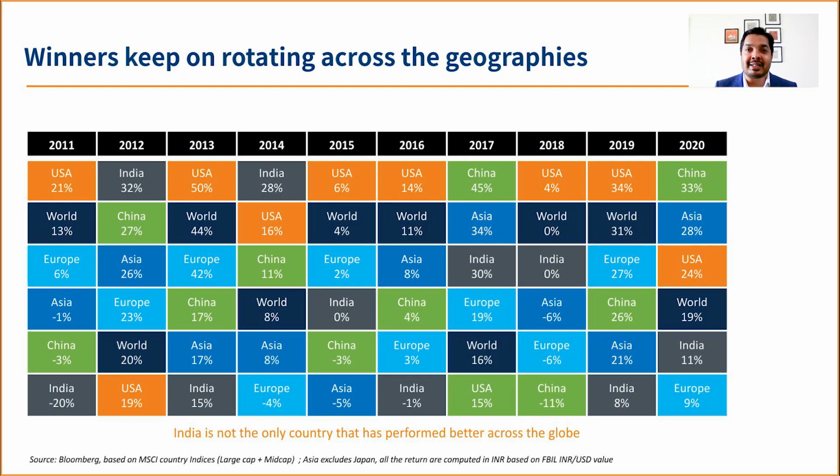So, just to summarize on why investors should think about investing in global markets, the first one is that different markets perform in different years, and hence, by participating in multiple geographies, you can get returns from different geographies in different years depending on their performance.